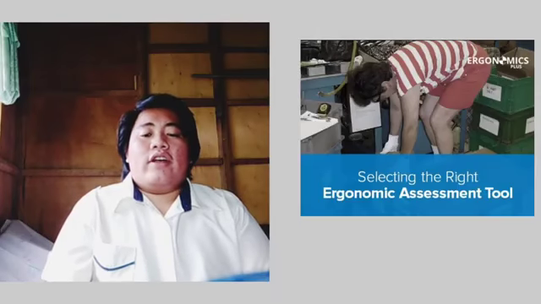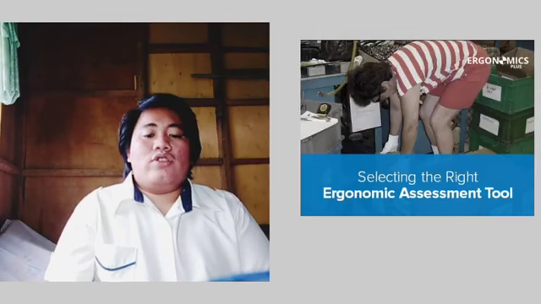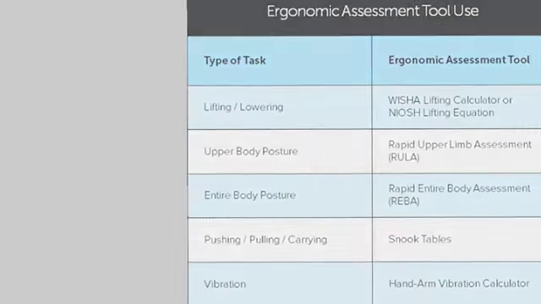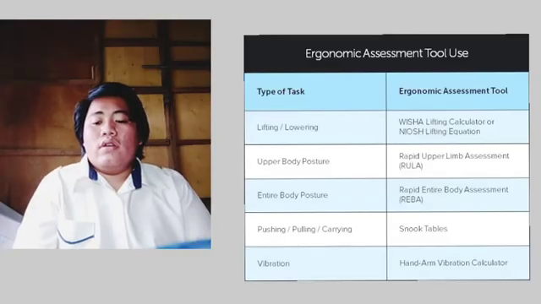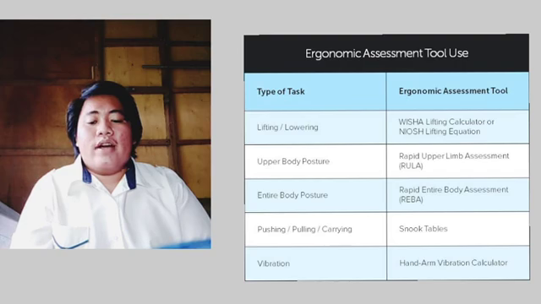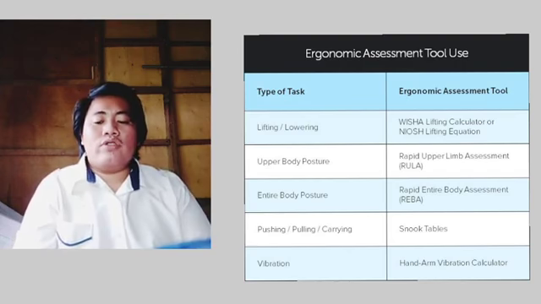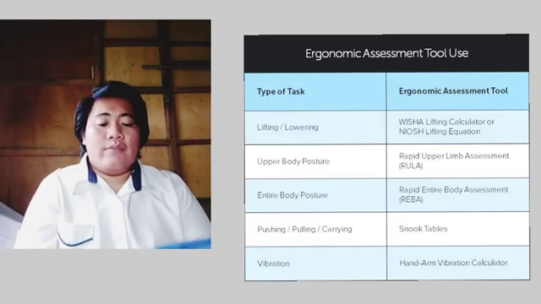How to select the correct ergonomic risk assessment tool? So I will show you a table of ergonomic assessment tools. The first column is the type of task, which are lifting or lowering, upper body posture, entire body posture, pushing, pulling, or carrying, and lastly, vibration.